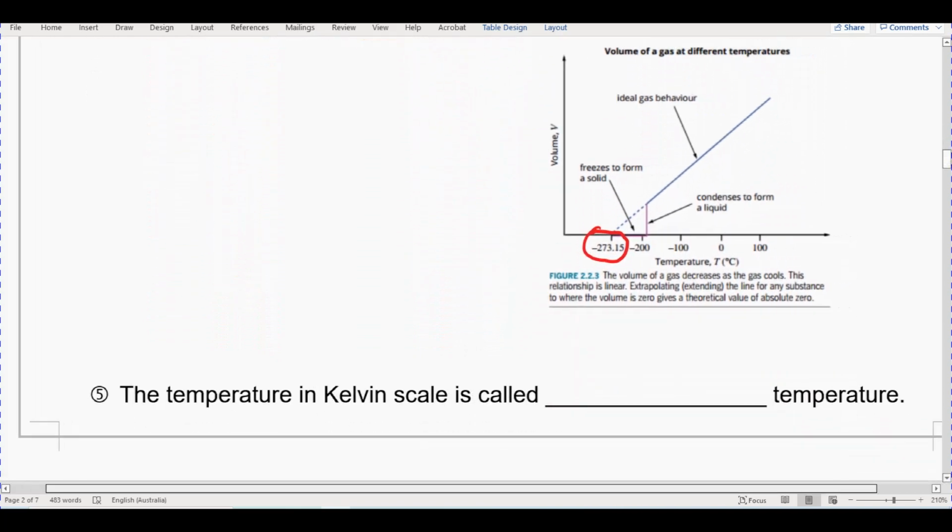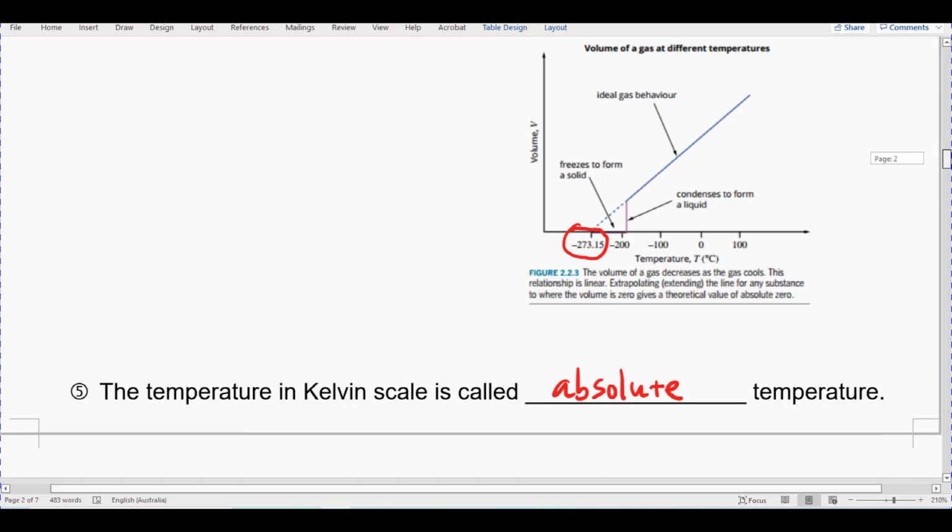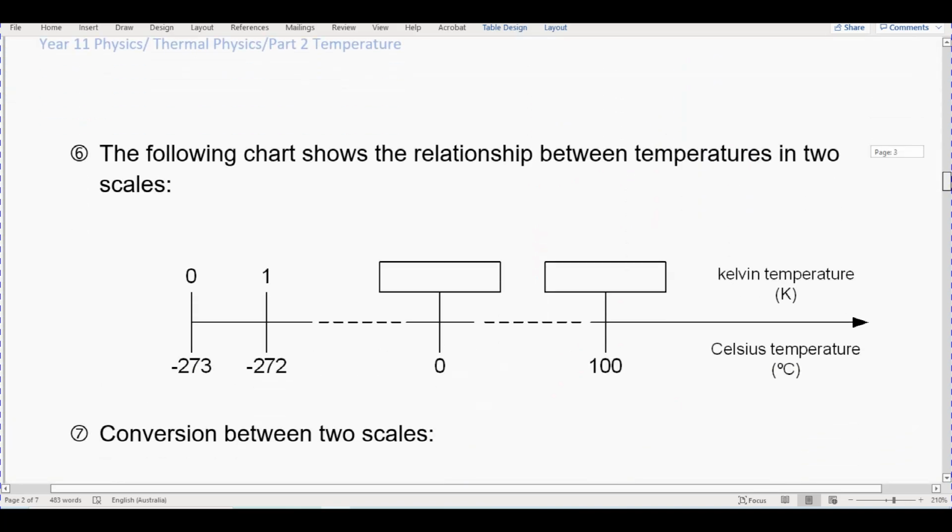Since you have absolute zero, the Kelvin scale is also called absolute temperature. So you can only say a temperature scale is absolute when it's a Kelvin scale. You can't say the Celsius scale is an absolute scale, right? Because on the Celsius scale, it's not zero when the average KE becomes zero.